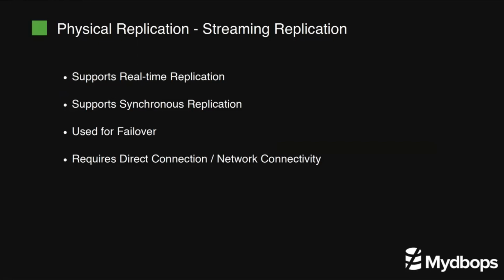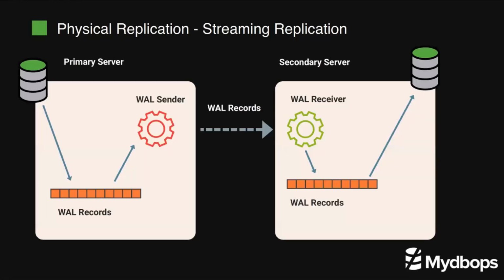The only thing is that it requires direct connectivity between the two servers. So this is the one. We need some network connection between primary and secondary servers. If there is no possibility of network connection, then we can't achieve this architecture.